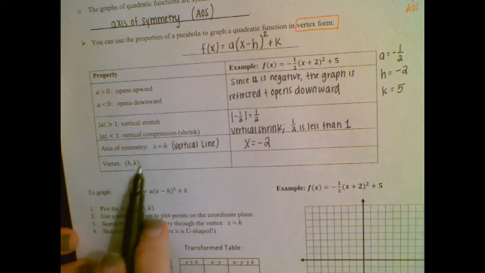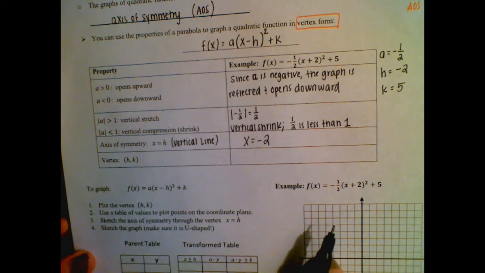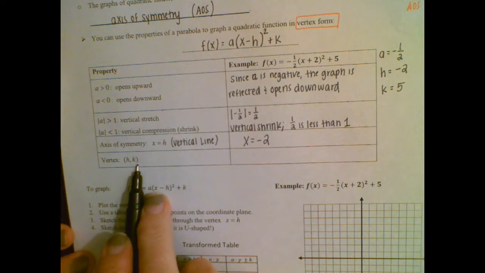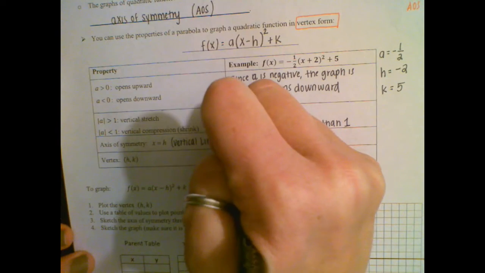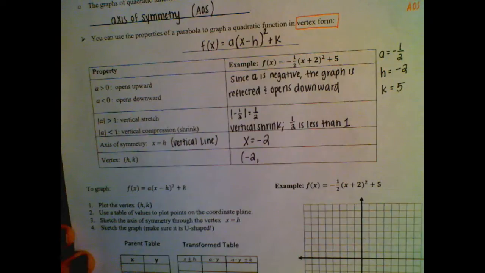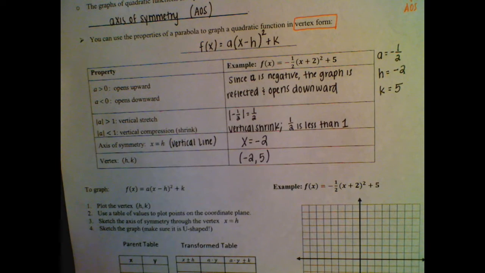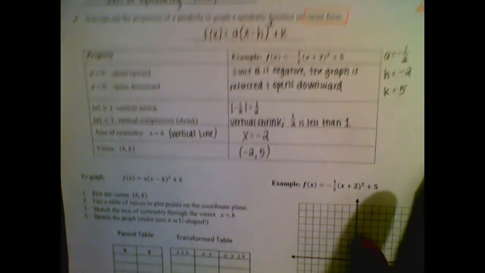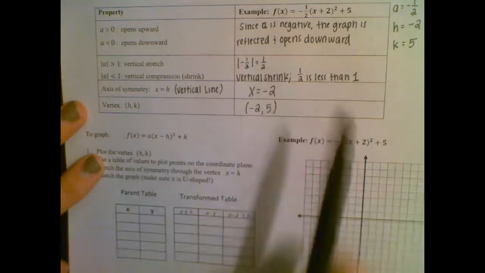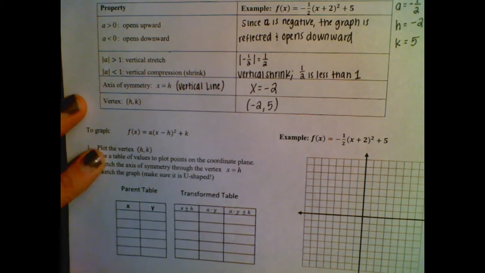And then similar to the absolute value function, the vertex of this function is going to be whatever our H value is, comma, our K value. In this case, our H is -2 and our K is +5. So our vertex is at the point (-2, 5). So we're going to talk about how to use all of this information to graph the function.